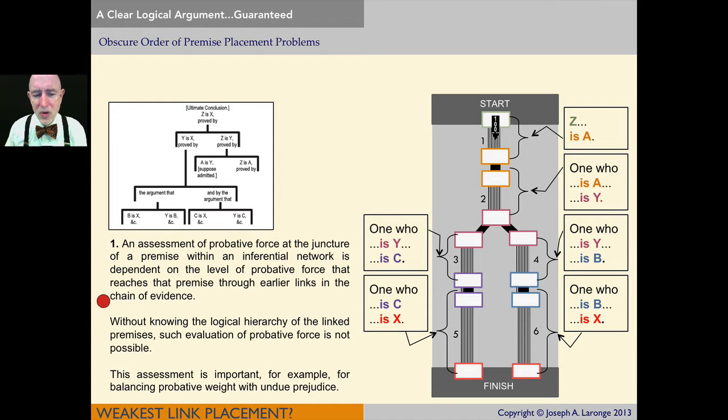But if you don't know the logical hierarchy, you can't determine how the probative force is affected as it moves through the line of reasoning. So here we have the judge, we can call judge of the audience. They always start off right here with the Z, as we've talked, with 100%.